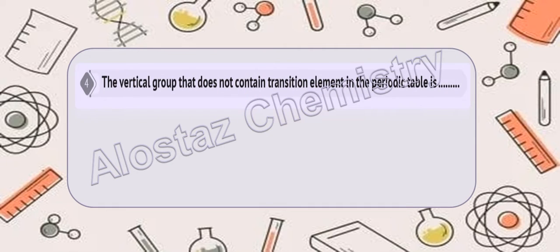Question 4 says that the vertical group that doesn't contain transition elements in the periodic table. We have choices here: 3B, group 8 with VIII B, group 3A, and here we have IVB, which is group 4. So we have choices here.